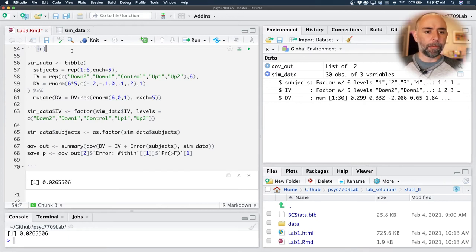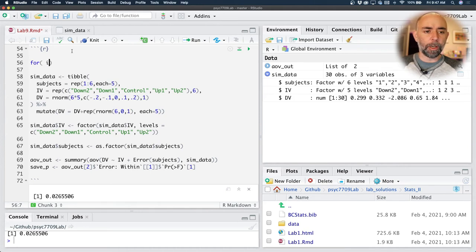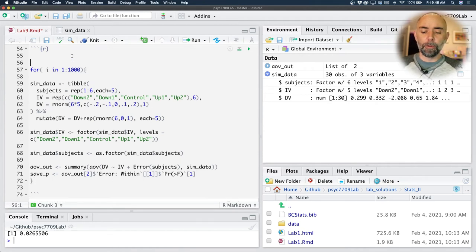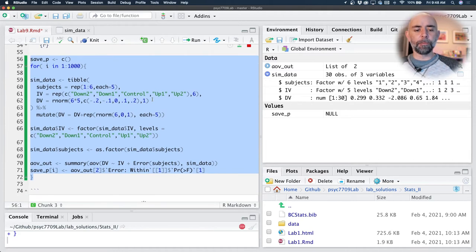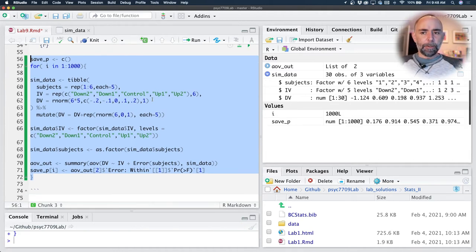I want to save this p-value. All right, let's set up a quick loop. So we're going to go for i in 1 to 1,000. So this will run our simulation 1,000 times. I'm going to create a little storage location for saving the p-value every time. This starts out being empty, but as i goes from 1 to 1,000, we can save the p-values in the ith index of this object. Cool. So we can run the simulation here. And I don't think this will take too long.